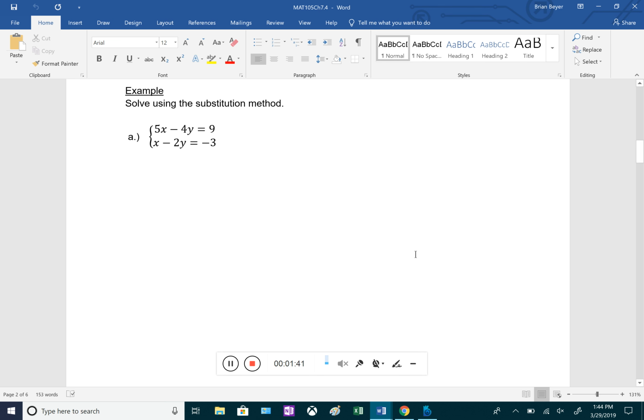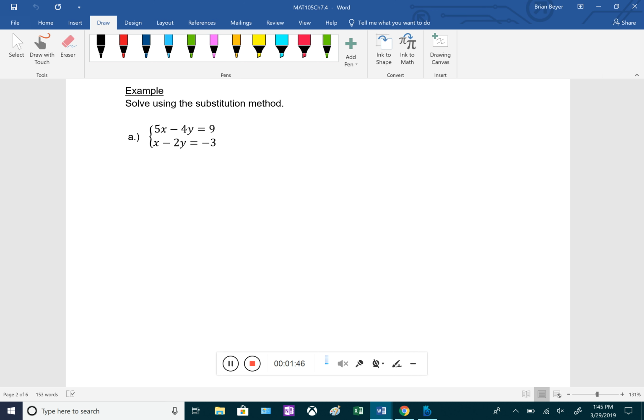Okay, so let's do some examples. Solve using the substitution method. We have the system 5x minus 4y equals 9 and x minus 2y equals negative 3. The first step, we're going to solve for one of the variables. We can pick which one we want to solve for.